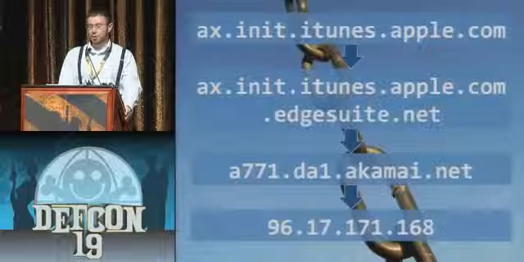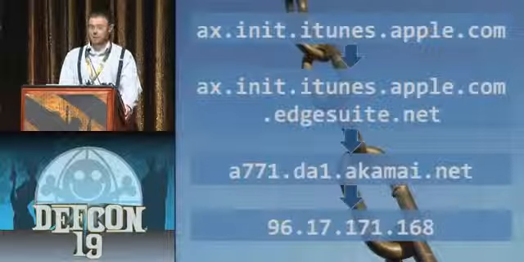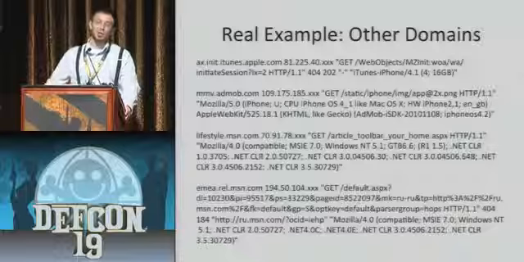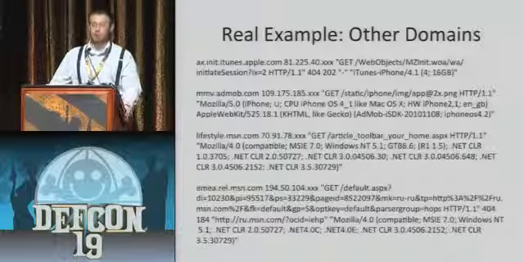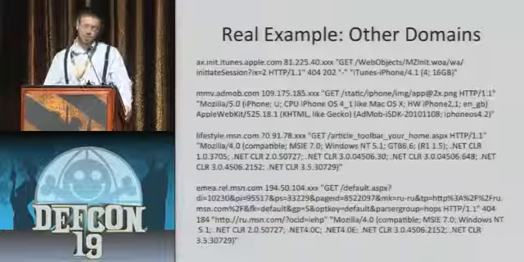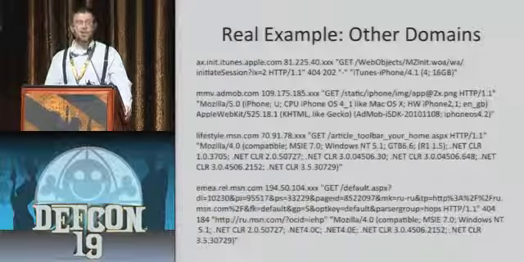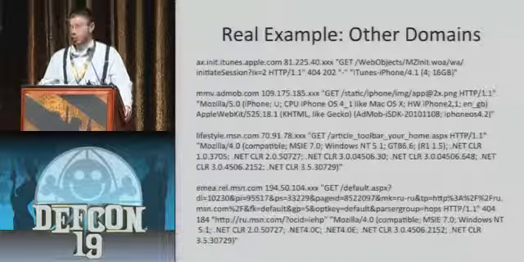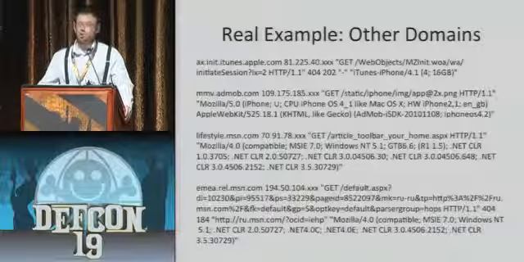So, speaking of other domains, it's time for a series of real-life examples. I apologize if this is really small, but I couldn't think of a way to better convey it, so sorry for those of you in the back. The very top request is, of course, for ax.init.itunes.apple.com. And I believe that person is actually trying to activate their iPhone. I can only assume they were unsuccessful.